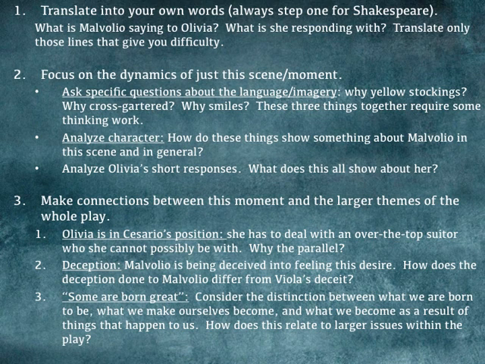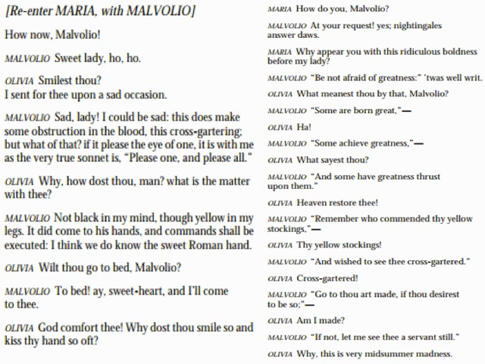Finally, what does it show us about Olivia? Look at how she speaks in this scene. Look at how she responds to him, particularly in this second column, where she cuts him off every time. "Some are born great." "Ha!" "Some achieve greatness." "What sayest thou?" "And some have greatness thrust upon them." "Heaven restore thee." This whole scene in the right column is just a series of interruptions, and those dashes should stand out to us as being important.